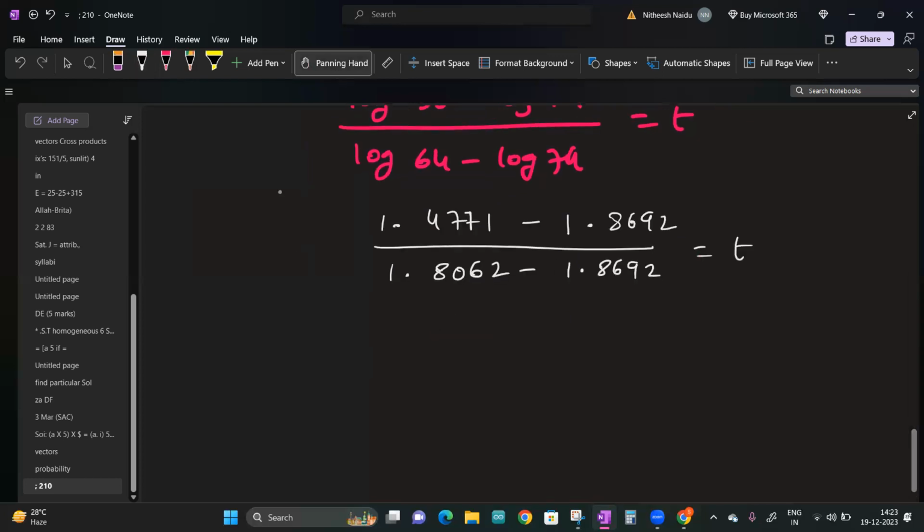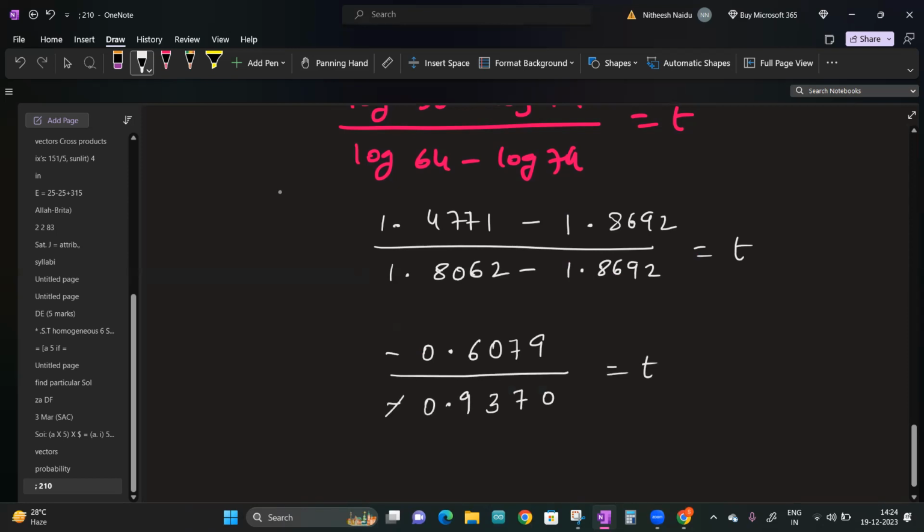Now, can we do the subtraction? 11 minus 2 is 9. 16 minus 9 is how much? 7. 6 minus 6 is 0. We are getting a negative value. 14 minus 8 is 6. Next, do the subtraction. 2 minus 2, 0. 6 minus 9, how much? 16 minus 9, come on, 7. 9 minus 6 is 3. So minus is equal to t. Minus minus you can cancel.